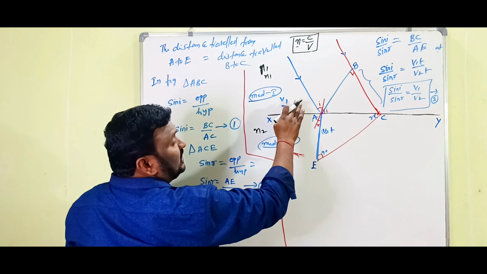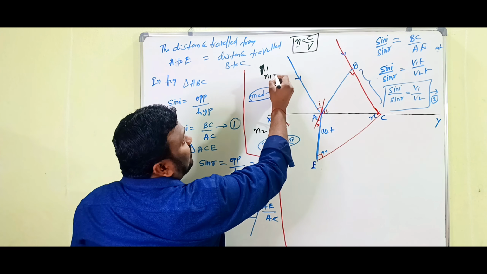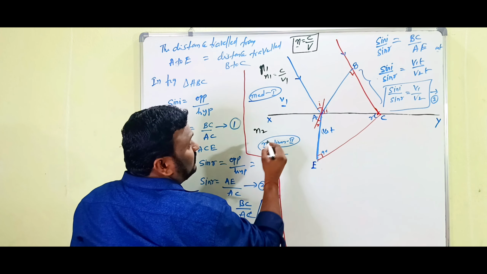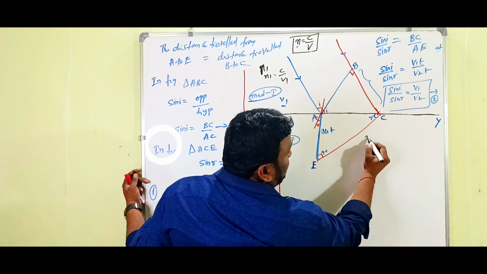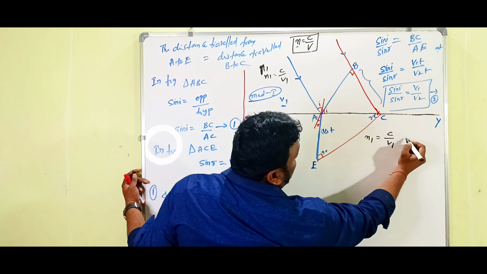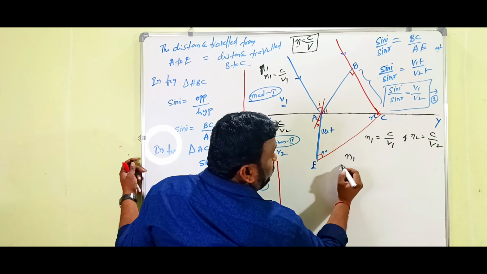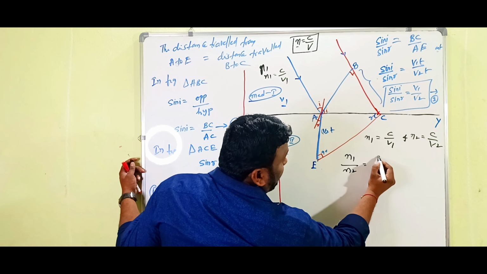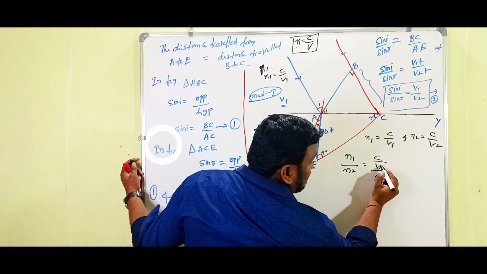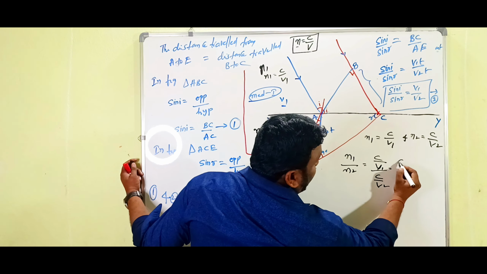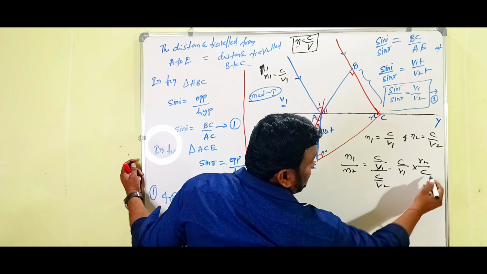According to that, n1 is the refractive index of first medium and n2 is the refractive index of second medium. That means n1 is equal to c by v1, and n2 is equal to c by v2. Clear? So simple, children. Then n1 by n2 is equal to c by v1 divided by c by v2, that is c by v1 times v2 by c. C cancels.